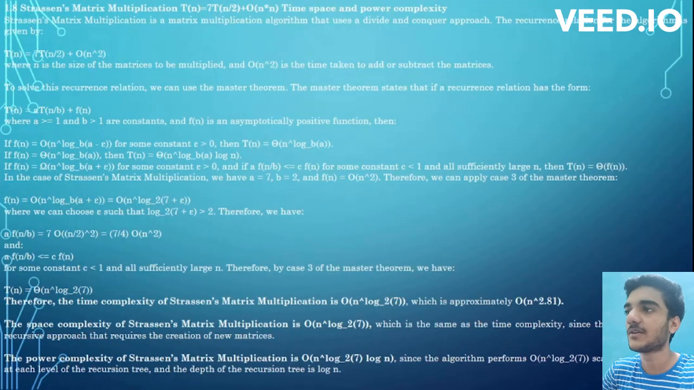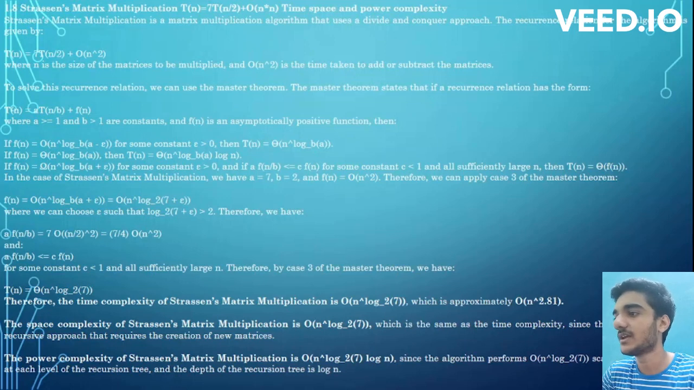Strassen's matrix multiplication requires 7 multiplications, and the recurrence relation for it is T(n) = 7T(n/2) + O(n^2), which can be solved by using Master's theorem and will give us a time complexity of n^2.81. Space complexity will also be the same since the algorithm uses a recursive approach that requires the creation of new matrices, and the power complexity is O(n^2.81) scalar multiplications at each level of the recursion tree, and the depth is log n, which will give us O(n^2.81 log n) as the power complexity.